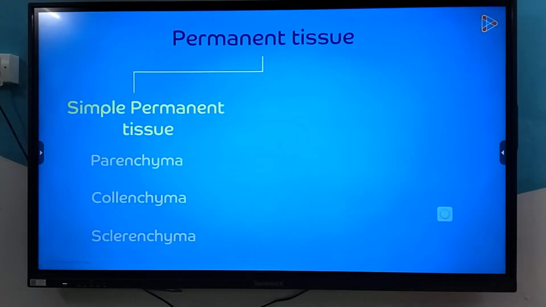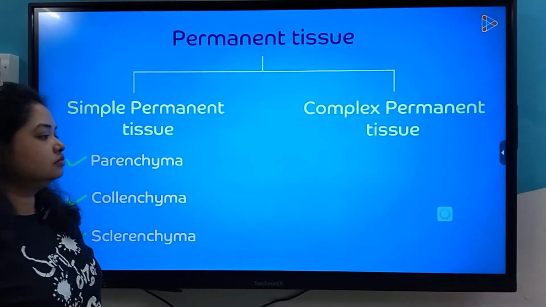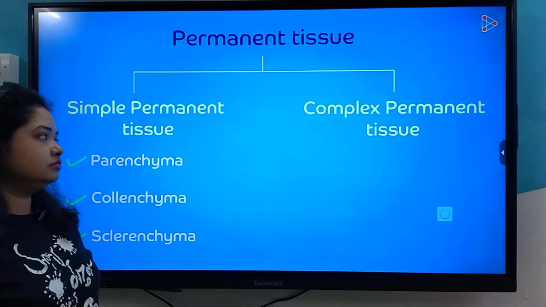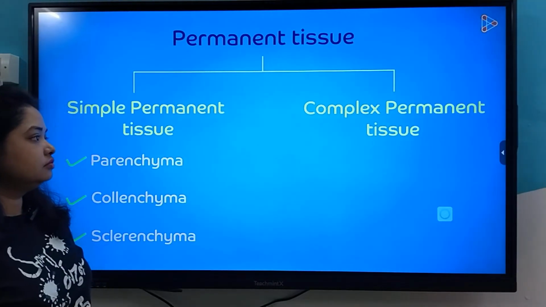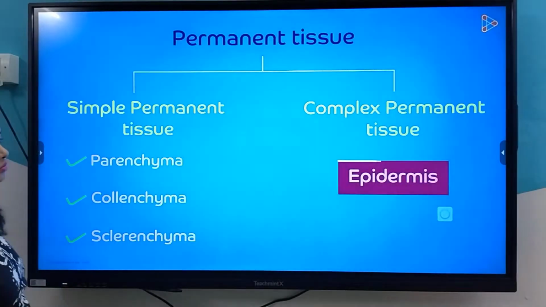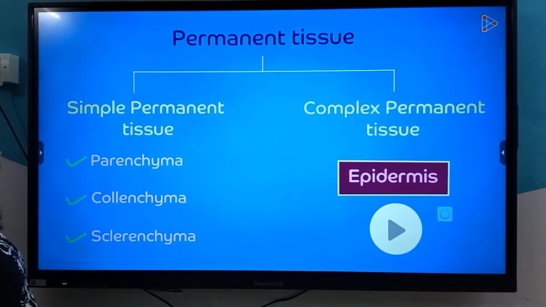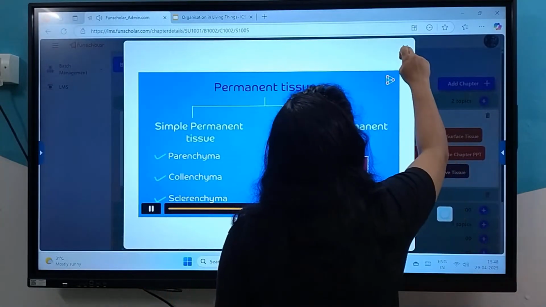Well, this was about the simple permanent tissues found in plants. So what next? After simple arrives complex. So we need to look at the complex tissues as well. But before that, we need to take a glance at another important tissue called epidermis that forms a layer throughout the plant body. So let's learn some more interesting stuff about the epidermis layer.